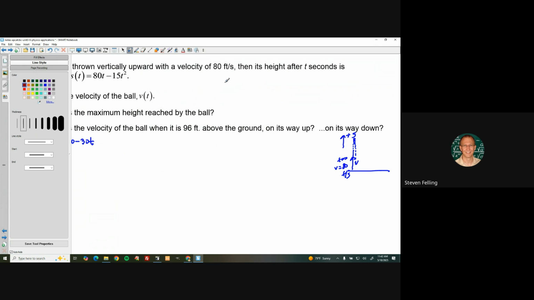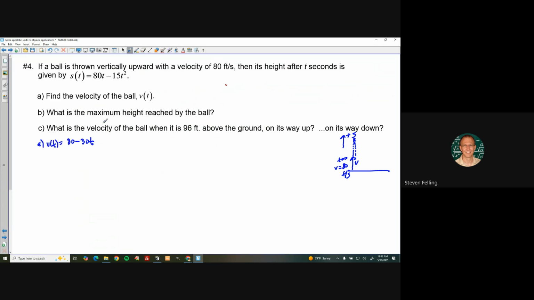For the second part, what is the maximum height? What's unique about this point is that the velocity is positive on the way up because we're going in the direction of positive motion, and s is given by positive numbers for positive time. Then on the way down, the velocity will be in the negative direction. What's unique about the max height is the velocity is 0. Just for an instant, the ball will be at rest.